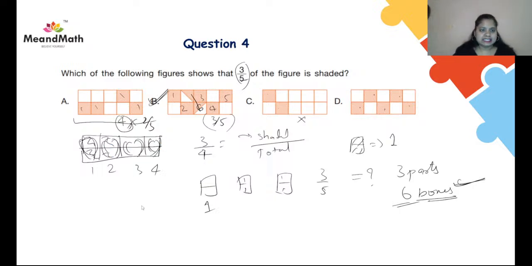We'll see who all have answered correctly. Very good, Pooja. Very good, Anusha. Very good, very good. Thanks for answering. You're solving it really nicely. Okay, let's move on to the next question.